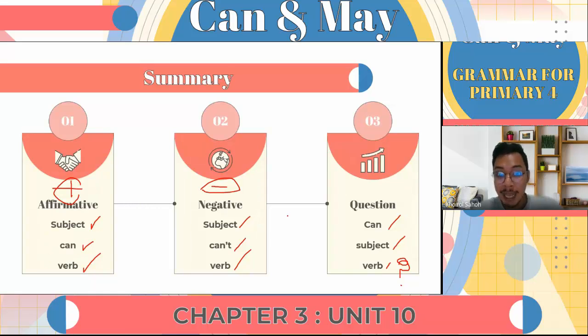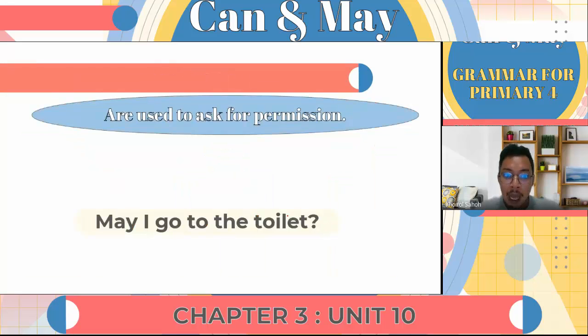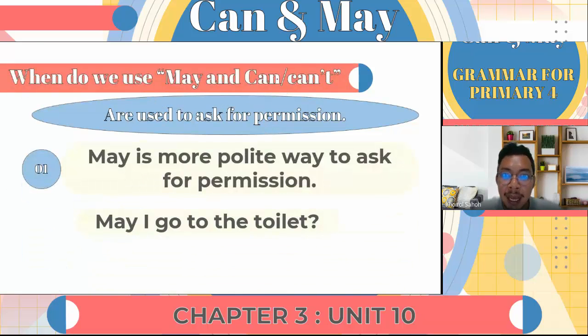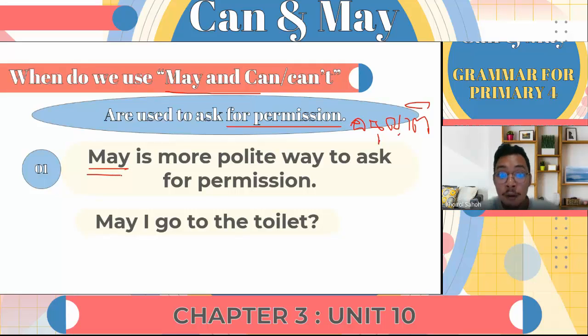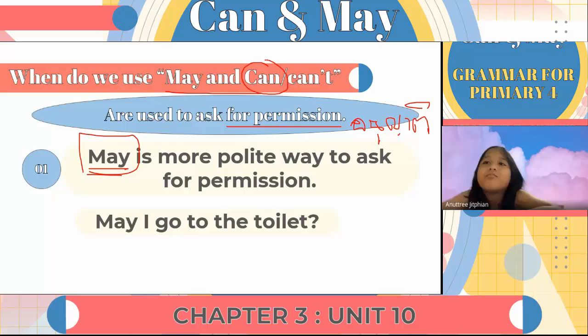So, can I swim? อันนี้การใช้ can ในการบอกถึงความสามารถของเราหรือใครสักคนหนึ่งนะ ถัดไปนี้เราจะมาเรียนการใช้ can และ may เพื่อขออนุญาตนะ So when do we use may and can? ในการขออนุญาต First one, may and can are used to ask for permission. แปลว่าใช้เพื่อขออนุญาต So may is more polite way to ask for permission. แสดงว่าการใช้ may เนี่ยมันสุภาพมากกว่าการใช้ can.